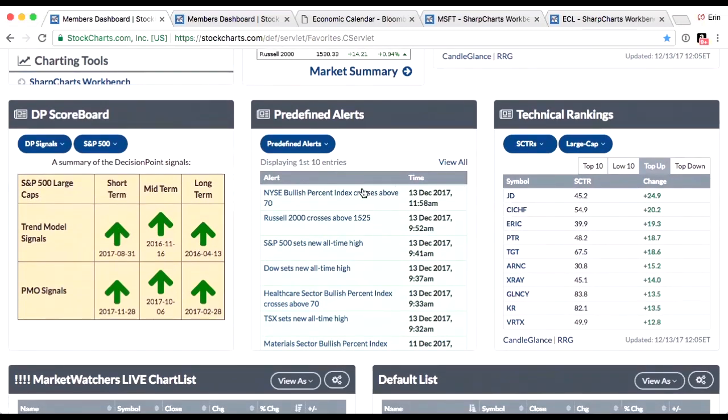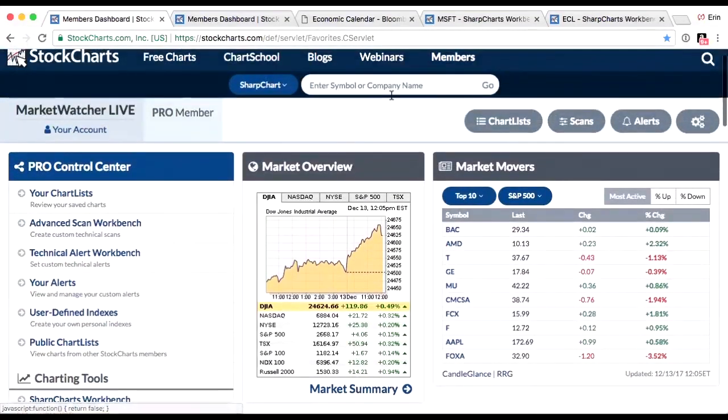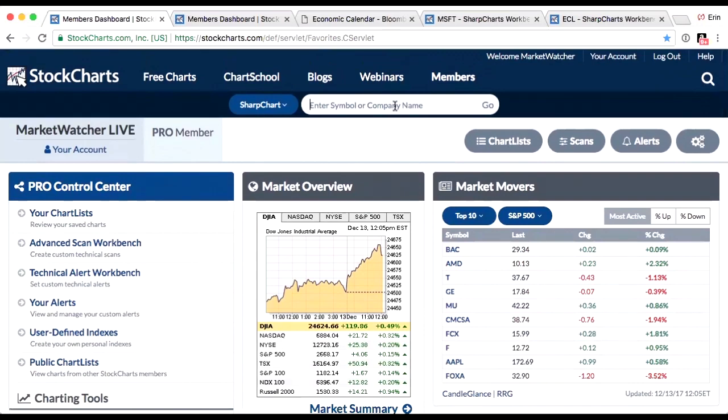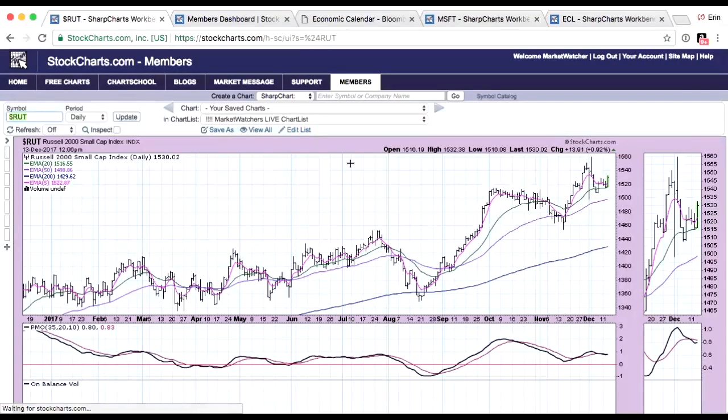We can see, of course, the NYSE is doing quite well. Russell 2000, I just showed you, has crossed above 1525. S&P 500, as I noted, has set a new all-time high intraday, as has the Dow. We're also seeing the healthcare sector getting more healthy. We also have a new high on the TSX. So I'm going to go ahead and take you first to the Russell 2000 so you can get an idea of what we're seeing here as far as small caps.